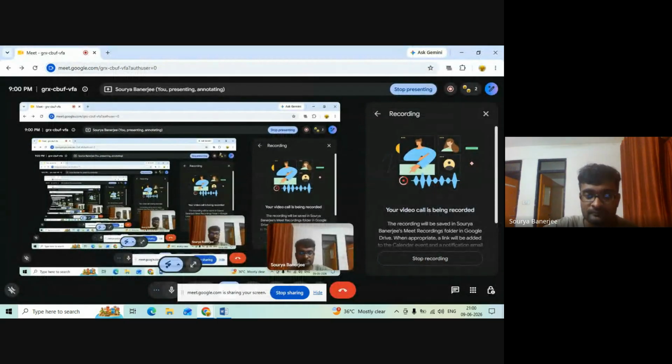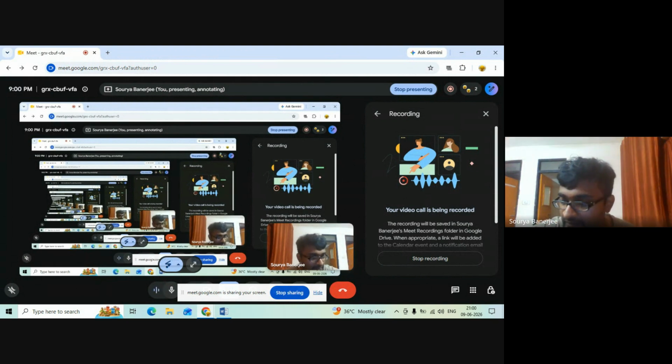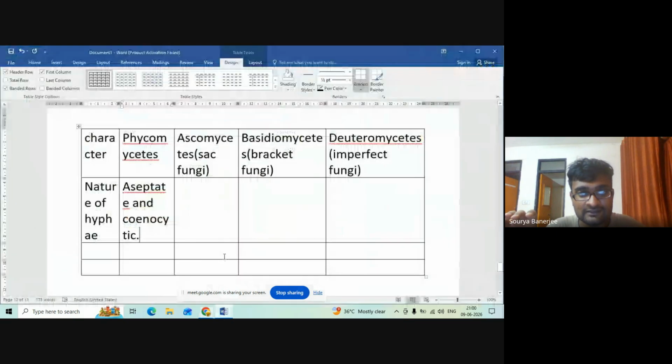Suppose there is a building. The building has mainly four rooms. Each room contains one person, so in total four people. There is a wall between the rooms. That is why the four people are separated from each other. So in the case of ascomycetes, basidiomycetes, deuteromycetes, the hyphal filament is septate.